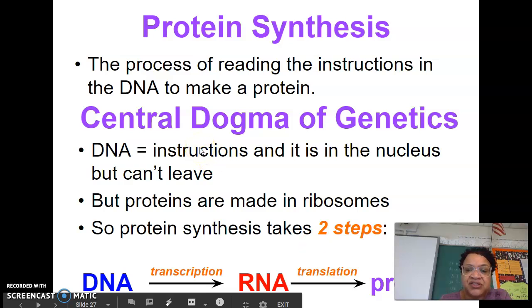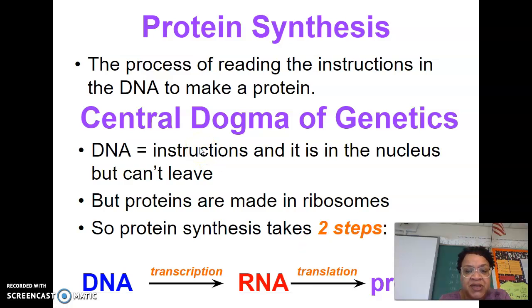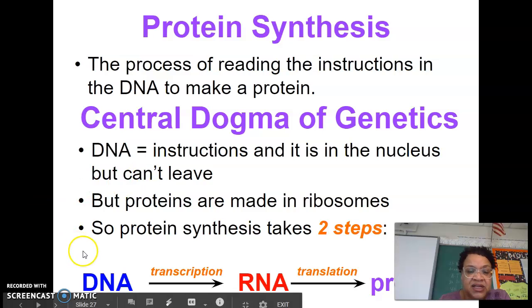DNA are the instructions and it is in the nucleus, but it can't leave the nucleus. But the protein is made on the ribosomes. So protein synthesis takes two steps. We go from DNA to RNA. We call that first step transcription. And from RNA to a protein, we call that second step translation.